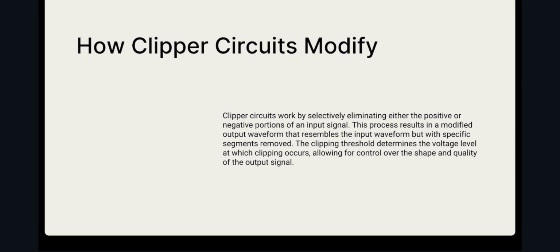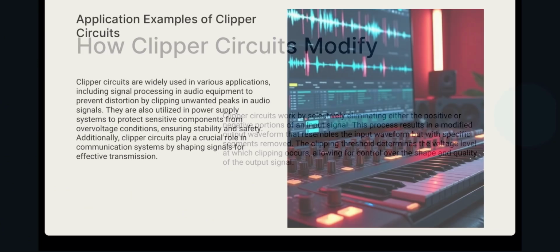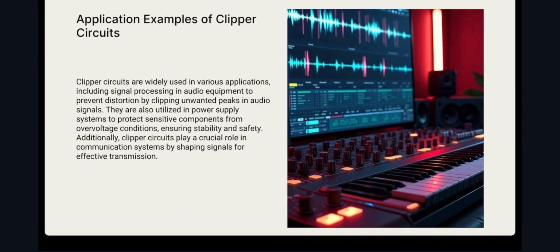Do you know how clipper circuit modifies the signal? Clipper circuits work by selectively eliminating either the positive or negative portion of an input signal. This process results in a modified output waveform that resembles the input waveform but with specific segments removed. The clipping threshold determines the voltage level at which clipping occurs, allowing for control over the shape and quantity of the output signal.